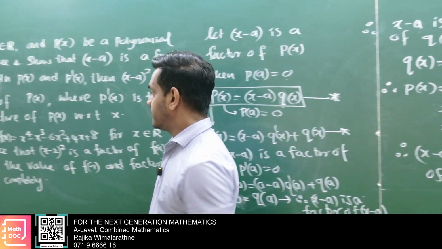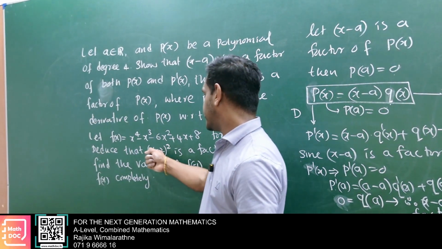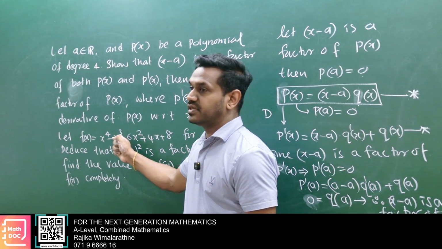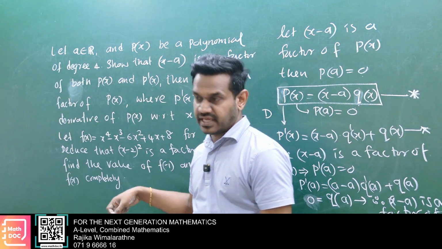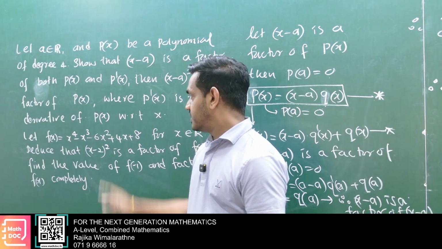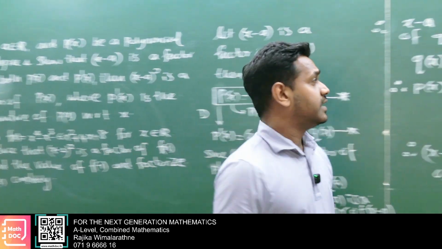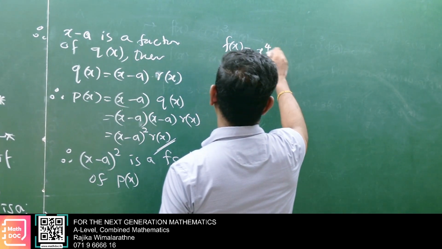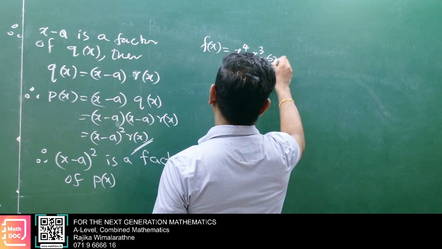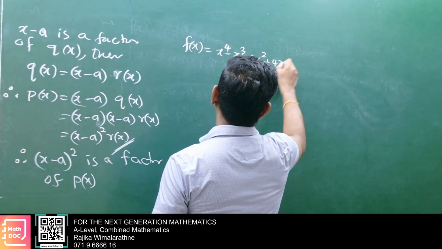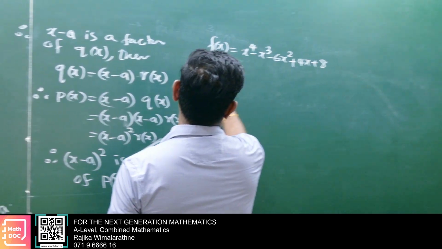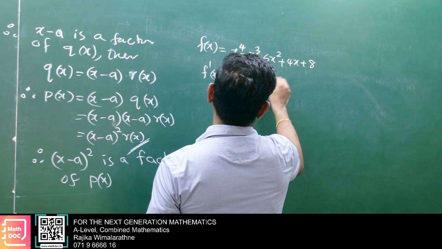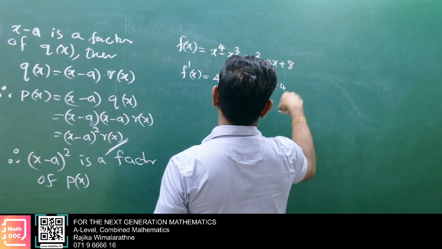Now here the question: f(x) is given, and we need to show that (x minus 2) squared is a factor of f(x). For that we need to show that f(2) equals 0 and f'(2) equals 0. Apply the theorem now. Here f(x) equals x to the power 4 minus x cubed minus 6x squared plus 4x plus 8. Then f'(x) equals 4x cubed minus 3x squared minus 12x plus 4.